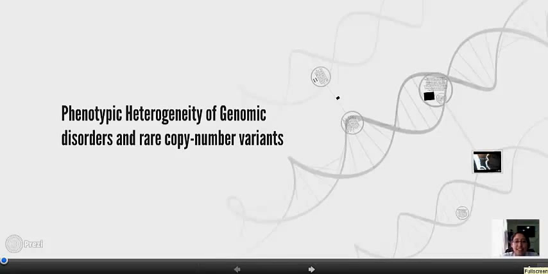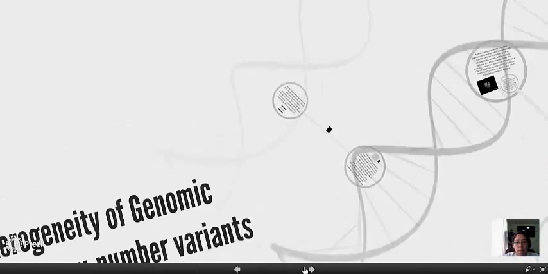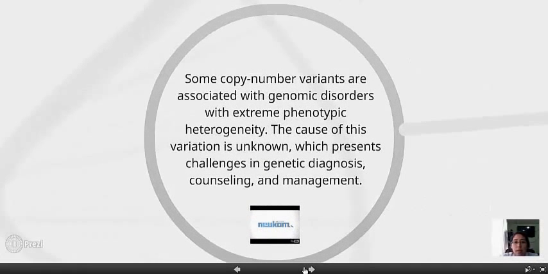Phenotypic Heterogeneity of Genomic Disorders and Rare Copy Number Variants. Some copy number variants are associated with genomic disorders with extreme phenotypic heterogeneity. The cause of this variation is unknown, which presents challenges in genetic diagnosis, counseling, and management.